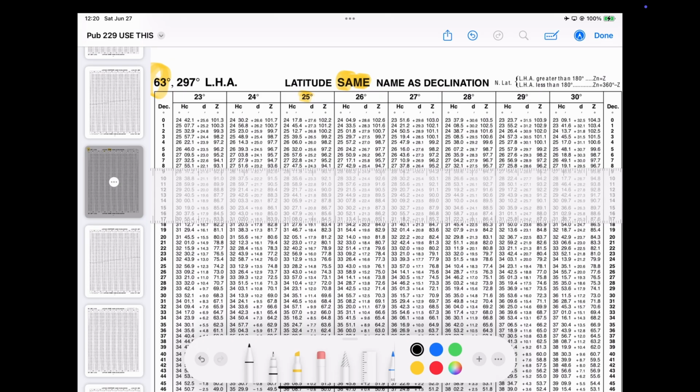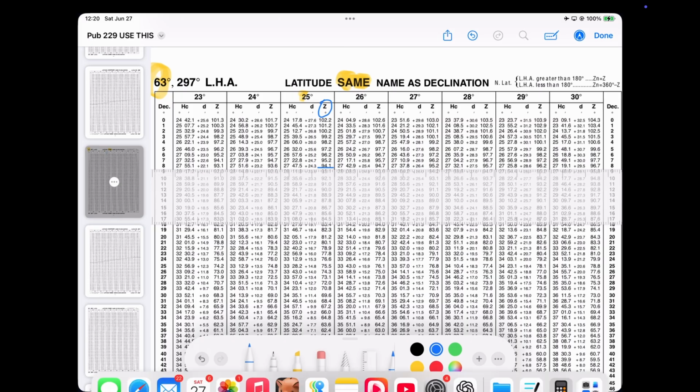All right. So we're going to get our Z number, our base Z. Our base Z is here. 94.1. You see the Z column? You see the Z right there? Our base Z is 94.1. So let's write that down.